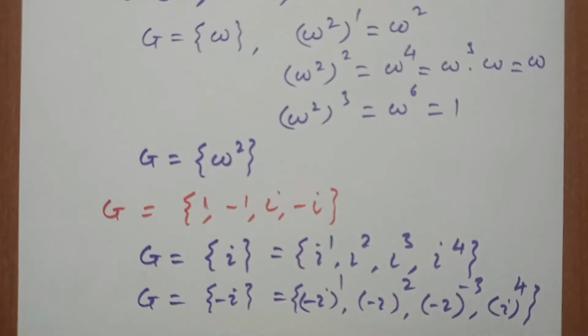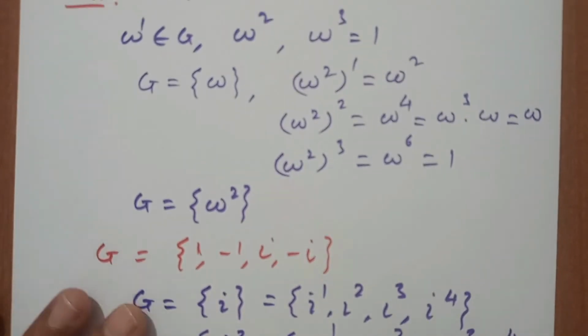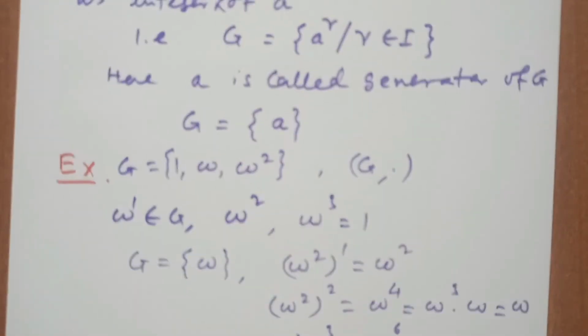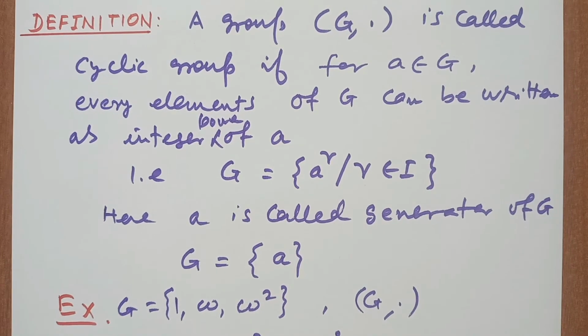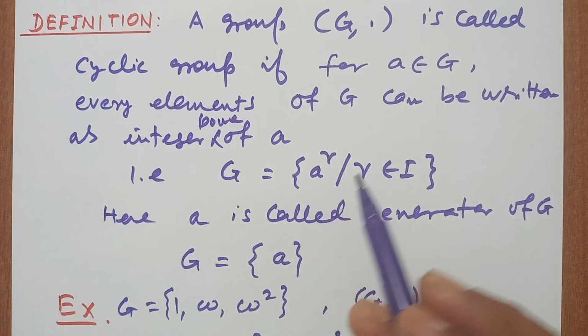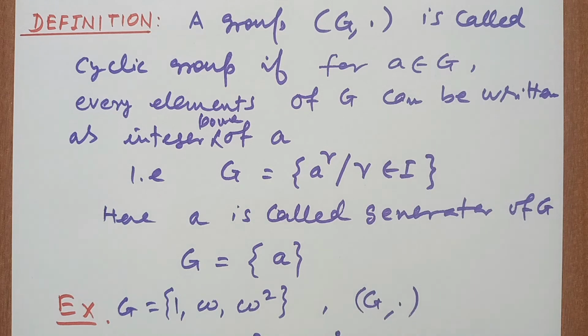So I think this is a very easy definition of a cyclic group. What is a cyclic group? A group (G, ·) is said to be cyclic if each element of G can be written as some integer power of some element of G, not for every element of G. Because here you see there are 3 elements, so only ω and ω² are generators.